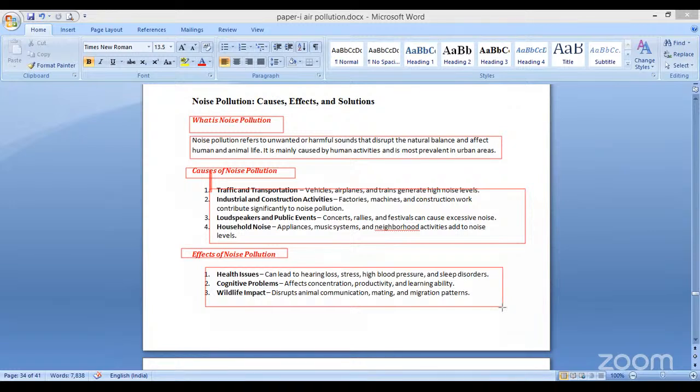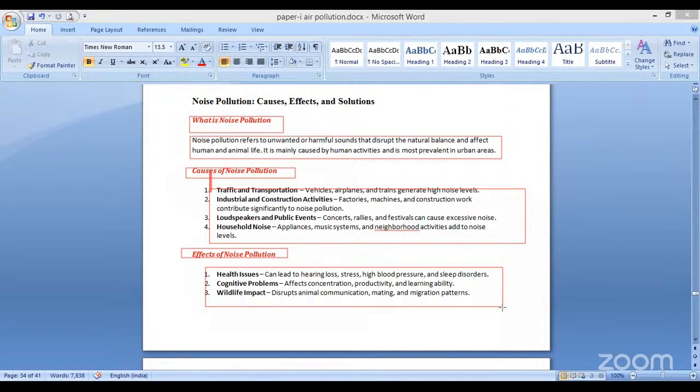Causes of noise pollution: traffic and transportation, vehicles, aeroplanes, trains generate high noise levels; industrial and construction activities, factories, machines, and construction work contribute significantly to noise pollution. Loudspeakers and public events, concerts, rallies, and festivals can cause excessive noise. Household noise, appliances, music systems, and neighborhood activities add to the noise levels.